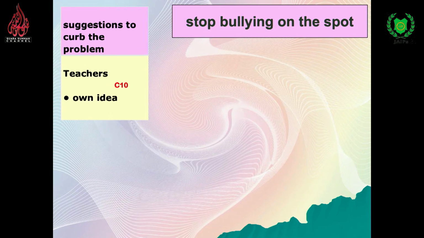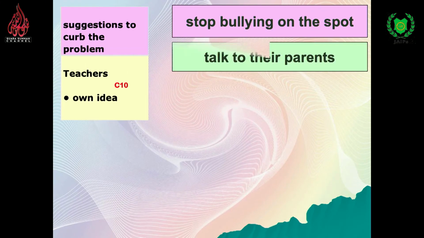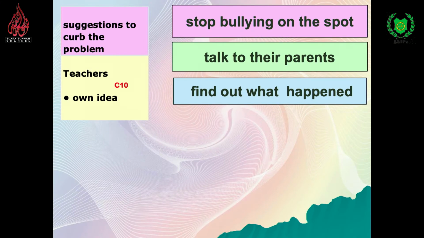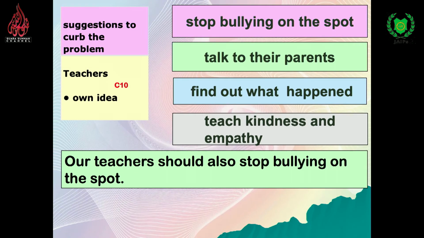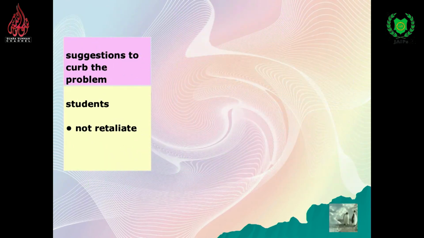So, stop bullying on the spot. For example, the teacher sees someone bullying another student, so maybe she can stop bullying on the spot. Talk to their parents. Find out what happened. Teach kindness and empathy. All right, so the sentence is, our teachers should also stop bullying on the spot. Then it becomes a sentence. Next, suggestions to curb the problem, student. What are the suggestions for student to curb the problem?